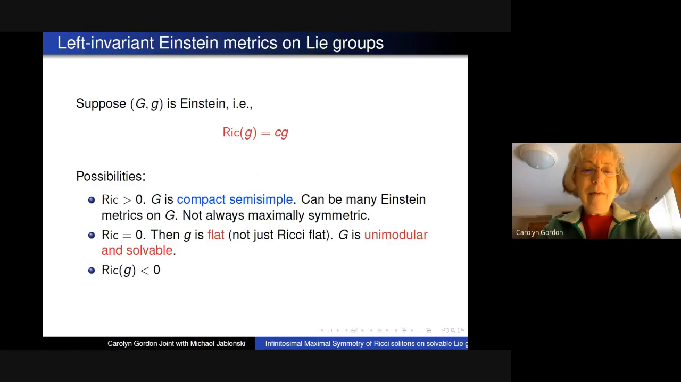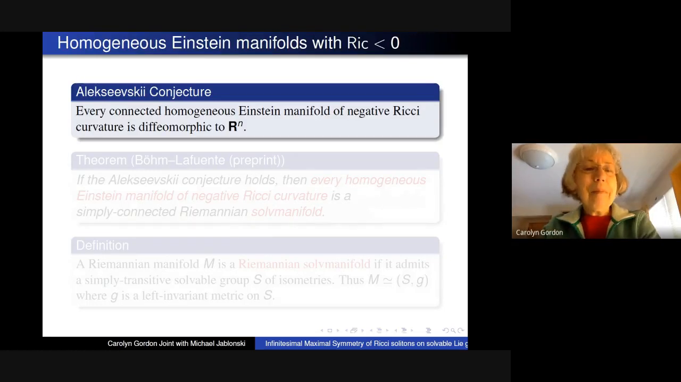If Ricci equals 0, the metric is, in the homogeneous case, just flat, so that's not very interesting. And so we're going to look at negative Ricci curvature. For homogeneous manifolds of negative Ricci curvature, the Alekseevsky conjecture says that every connected homogeneous Einstein manifold of negative Ricci curvature is diffeomorphic to R^n. Now, this is still open. A lot of work has been done on this here, in Córdoba.